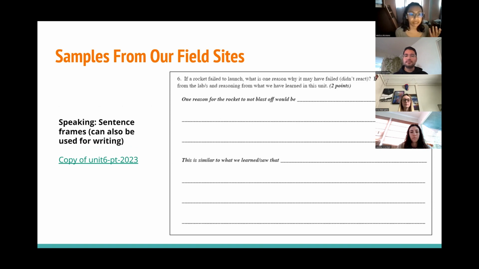For speaking and writing, in a performance task, we asked our students why a reaction wouldn't proceed, and we were assessing for use of evidence and reasoning. So the sentence frame provided was, "One reason for the rocket will not blast off will be..." and they could say, oh, because they didn't have enough activation energy for it to proceed. Or, this is similar to what we learned in class when we were watching the videos of the different types of fuels, that some burn better than others. Next.